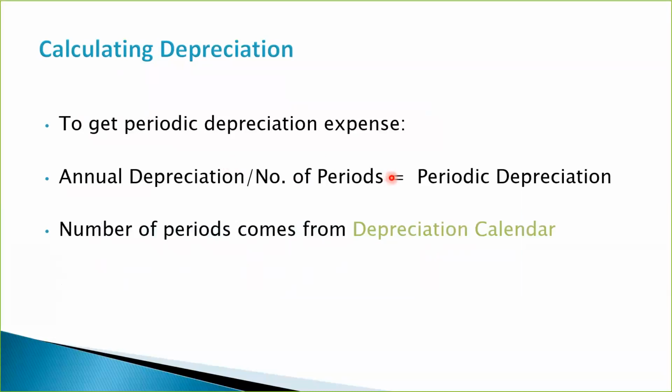So in order to do that, Oracle needs to know the number of periods in our calendar or in our financial year, so that it can know what number to divide this annual depreciation by. And that is where the depreciation calendar comes in, right? So the depreciation calendar is what will tell Oracle how many periods are there in the year, and therefore how it will divide this annual depreciation.